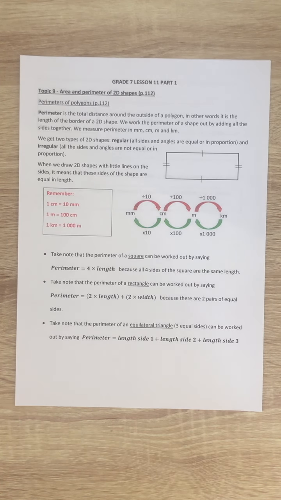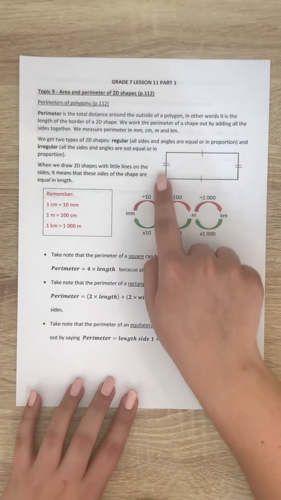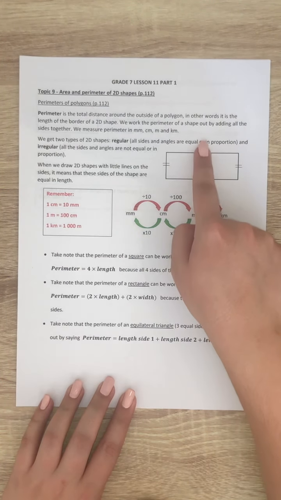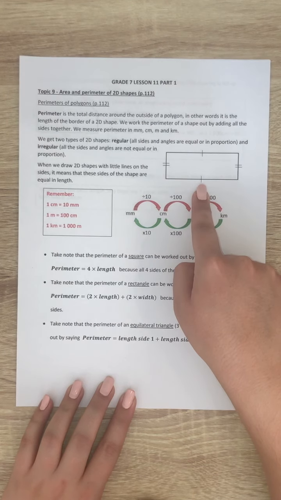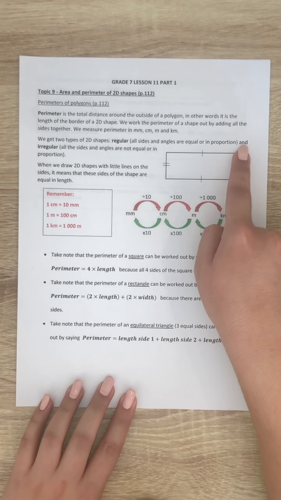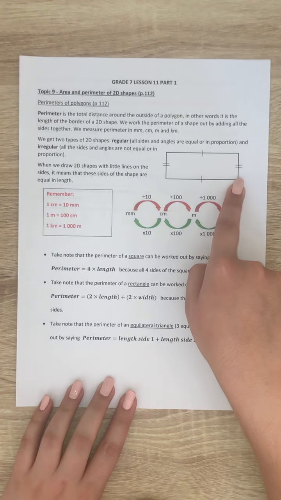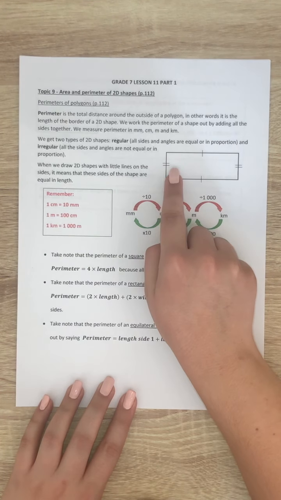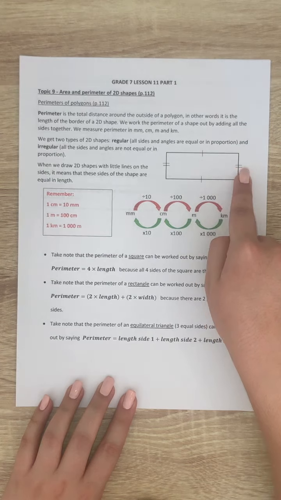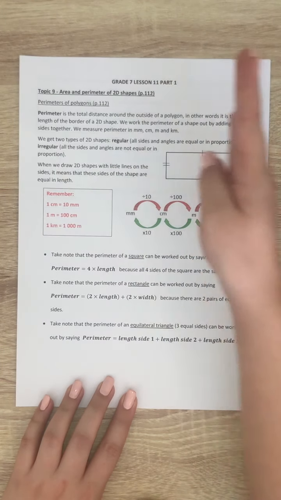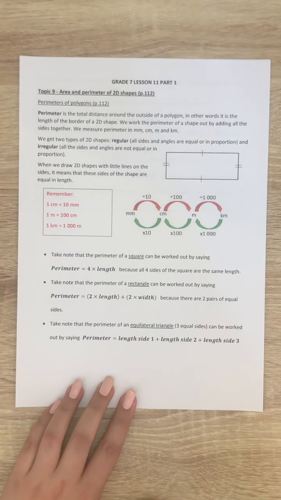Okay, so when we draw 2D shapes with little lines on the sides, it means that these sides of the shape are equal in length. So if we have a look at this rectangle, you can see on this side there's one line and one line. That means that that side of the rectangle and this side of the rectangle are equal in length. Then you'll see here I've got those double lines and there I've got double lines. Again, it means those two sides are equal in length.